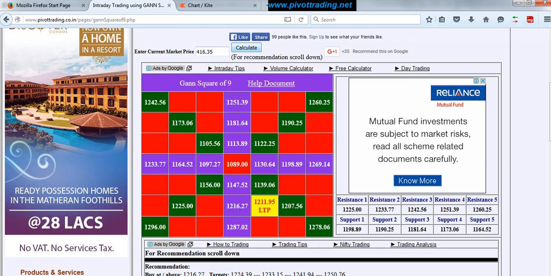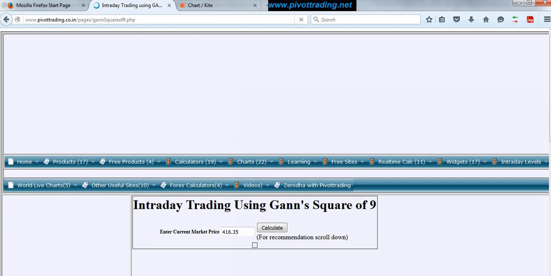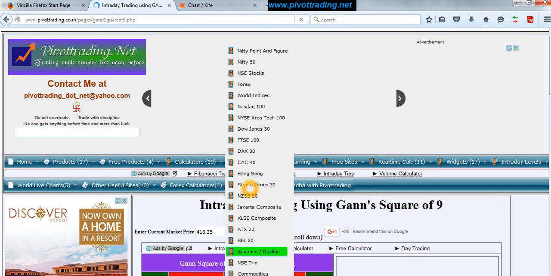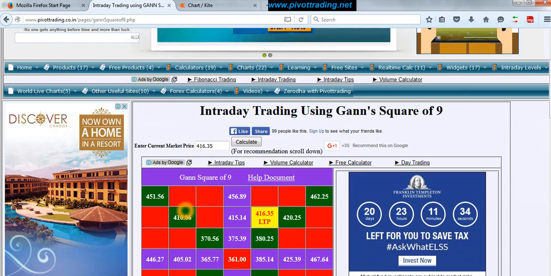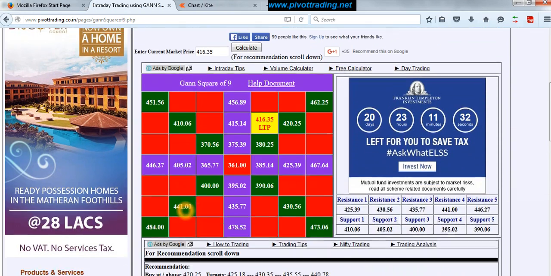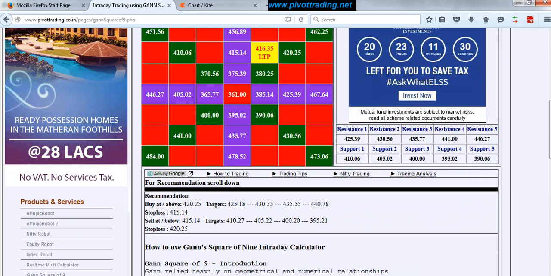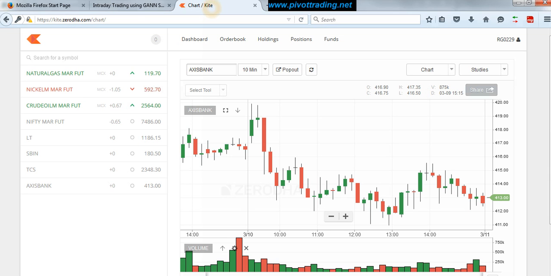416.35 and see the calculations. Okay, so here we get two levels. 415 is the sell and 420 is our buy. Let's move to the chart. 415, 420.